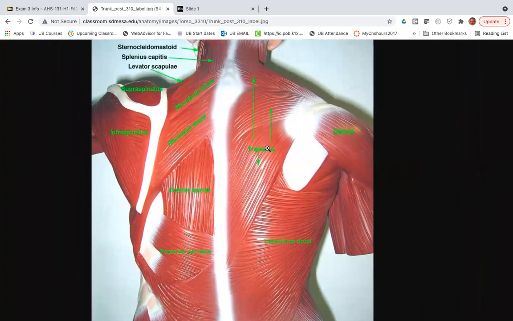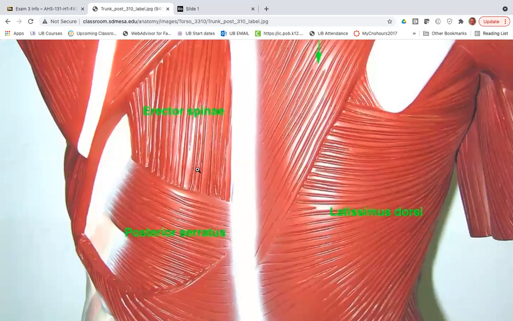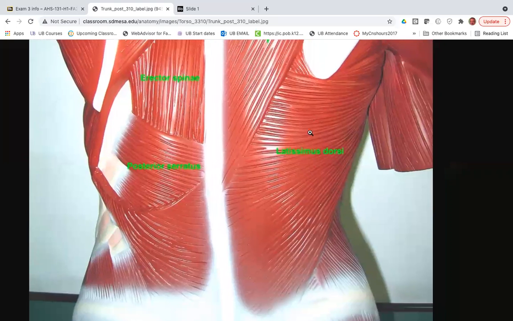Okay, with the trapezius deflected back, here's the erector spinae group. The erector spinae group keeps your spine nice and tall and erect. The widest muscle of the back, I just trained this morning at the gym, the lats, the latissimus dorsi. Now, the lats is a pretty wide muscle of the back.